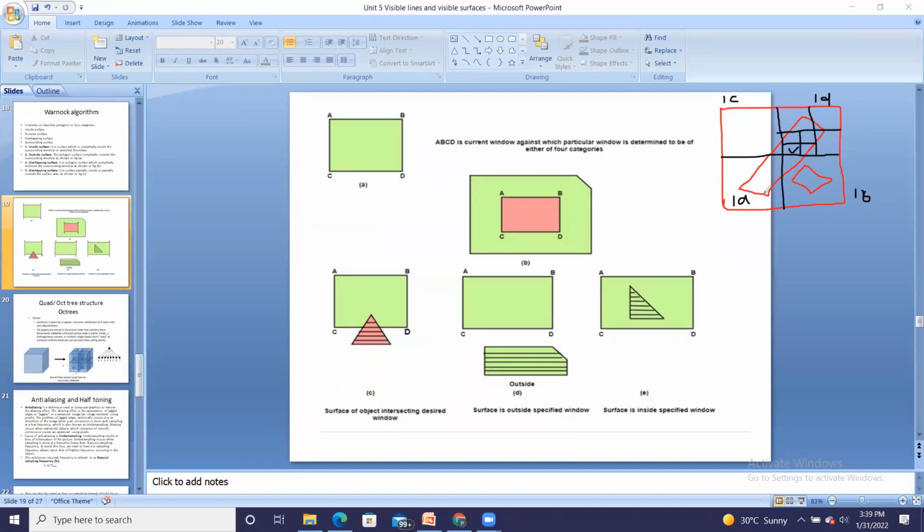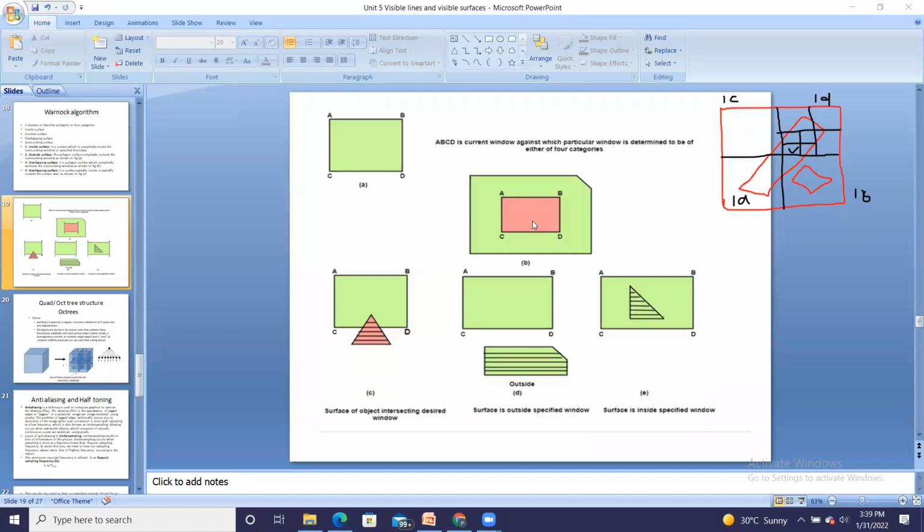Okay, so these are the 4 cases. Has everyone understood this? What is the meaning of inside, outside, intersecting, and contained? Yes. Yes, students. Yes, ma'am. Okay.